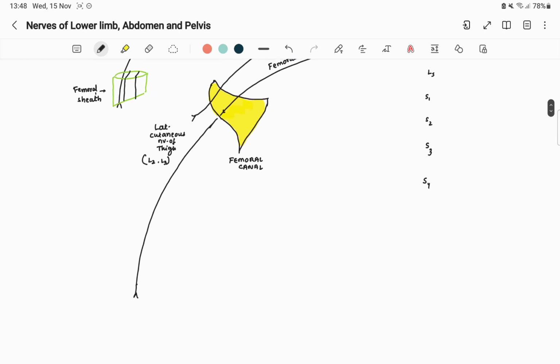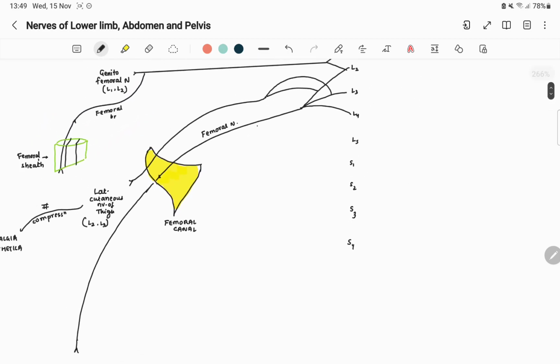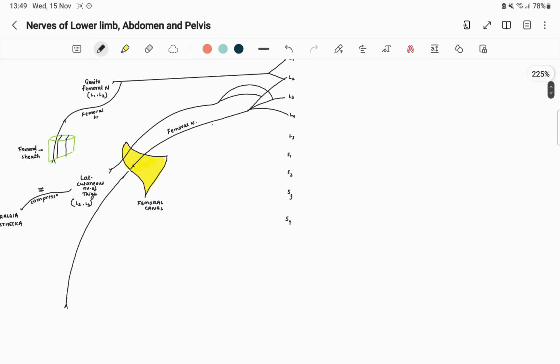And this lateral cutaneous nerve of thigh, if it is compressed within the inguinal ligament, the compression will lead to a disorder called meralgia paresthetica. So this is the lateral cutaneous nerve of thigh. Understood?